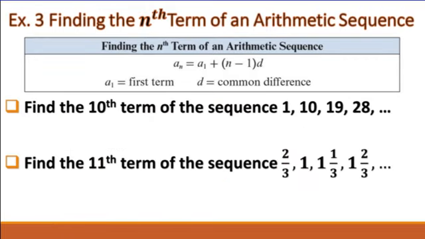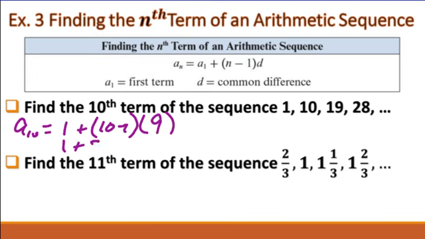Find the 10th term of this sequence. We have the 10th term, we got 1 plus 10 minus 1 times the common difference. 10 minus 1 is 9. So now I have 1 plus 81 gives us our 10th term. Our 10th term would have to be 82.